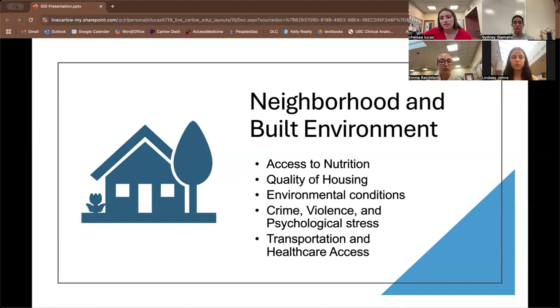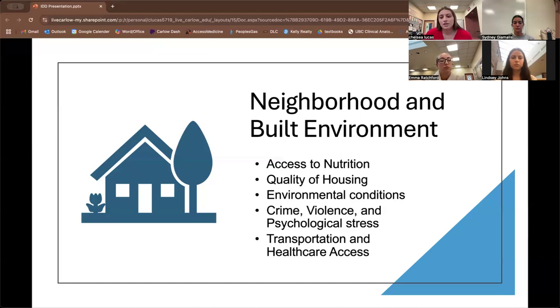Crime, violence, and psychological stress. For SLPs, children can be exposed to chronic stress and trauma and may experience speech and language delays, selective mutism, or social communication deficits. Adverse childhood experiences have long-term impacts on language and literacy development. And for PAs, chronic stress from unsafe neighborhoods is linked to increased risk of hypertension, mental health disorders, and developmental delays, which all impact overall patient care.